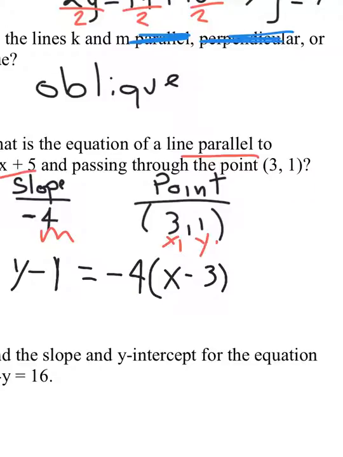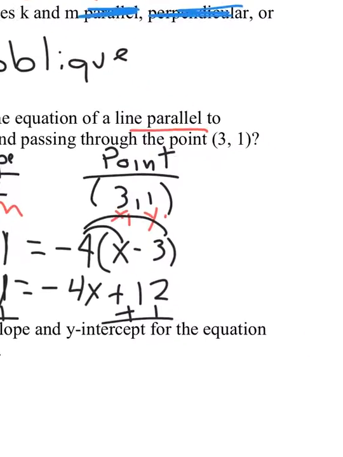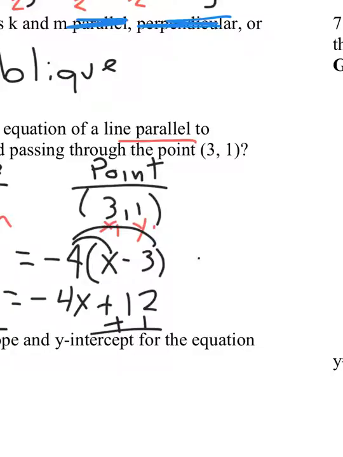To get that to slope intercept, which is mx plus b, is 2 steps. Step 1, distribute. This stays the same. Negative 4 times x is negative 4x. Negative 4 times 3 is plus 12. Step 2, get rid of the negative 1. I always run out of space here. So your final answer should be negative 4x plus 13.